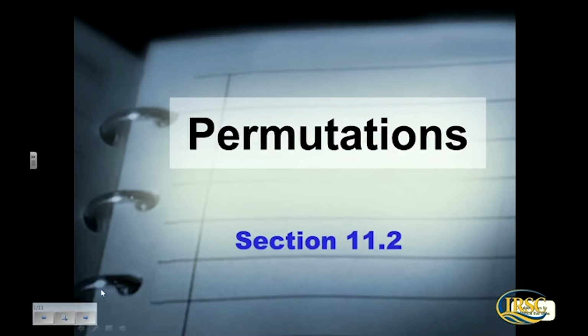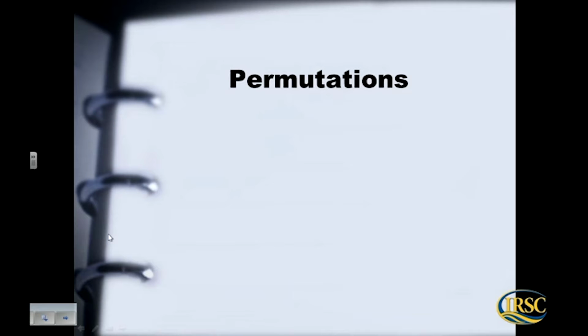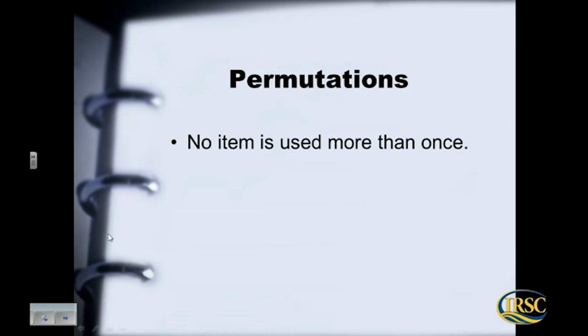Okay, so this time we're looking at something specific called a permutation. Now on your handout, under the word permutation, you have 2 bullets. And so you are going to actually write down what those bullets are, the characteristics of a permutation. The first one is that no item is used more than once.